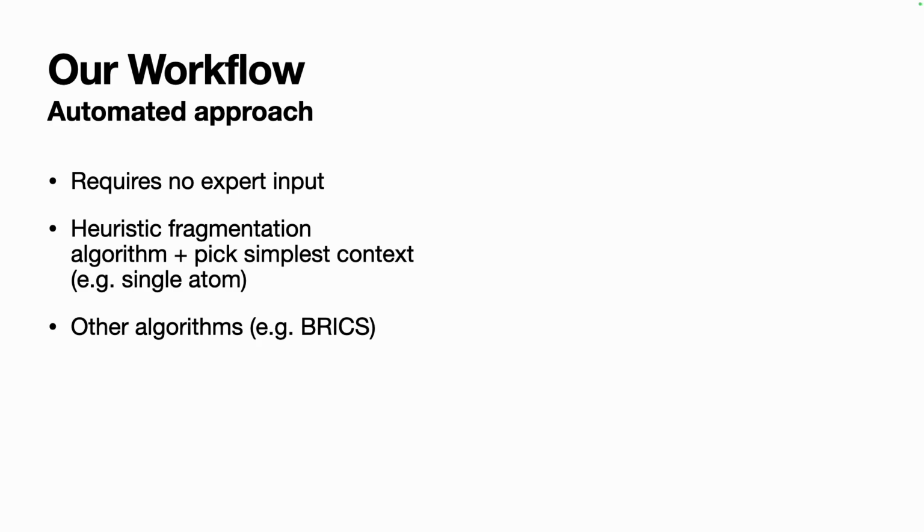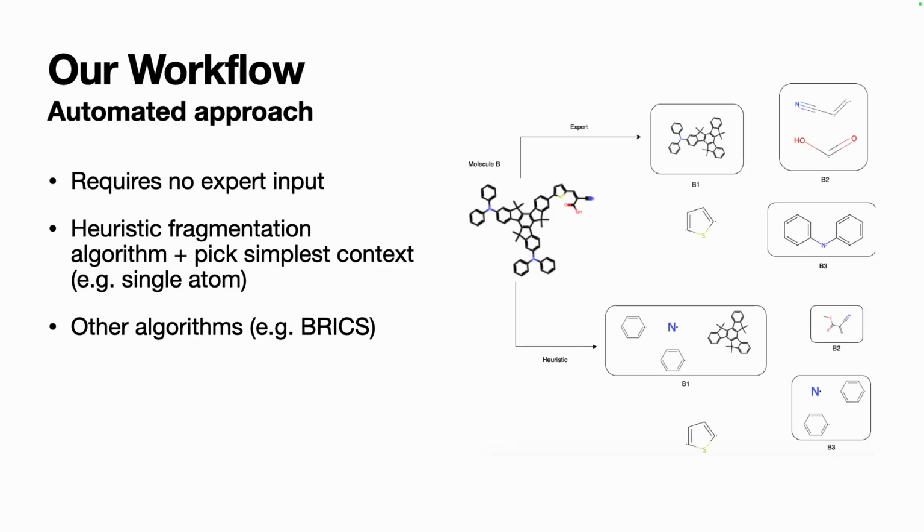One reason is that specific larger motifs contribute more inductive bias to our representation. In this example, we see the expert likes to keep the motif in B1 and the motif in B3 together. But a heuristic algorithm will further break those down until it cannot anymore.